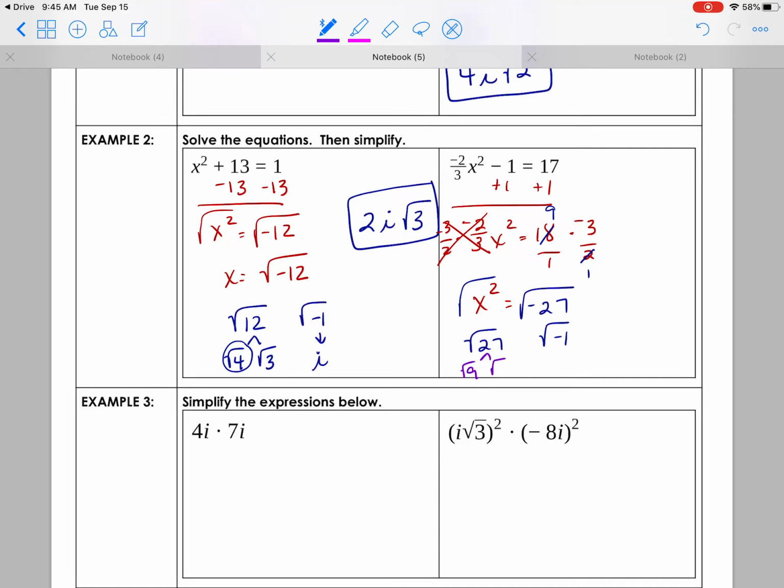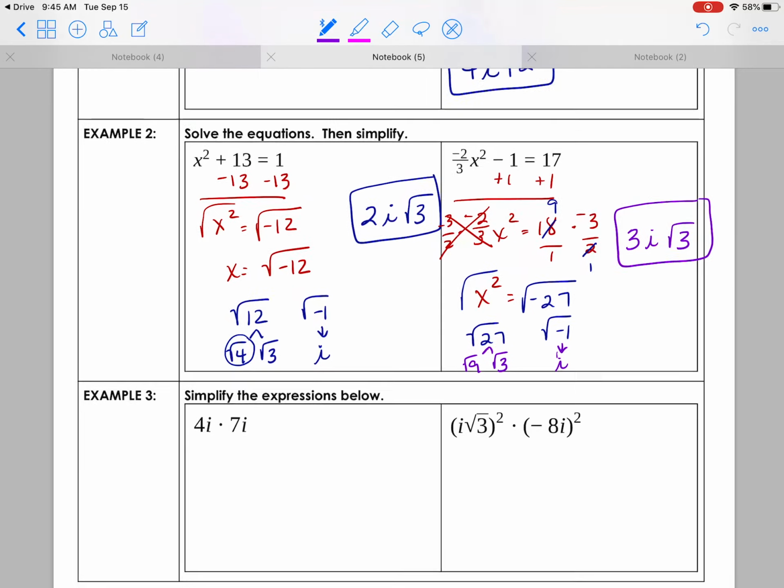Square root of 9 goes into 27. Square root of 9 is 3. And then I have square root of 3. The square root of -1 is an i. So that comes out front. Okay.